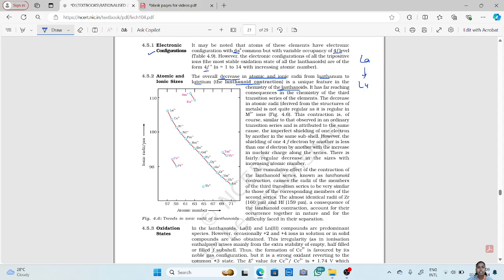Now, it has far-reaching consequences in the chemistry of the third transition series of the elements. I hope I have explained lanthanide contraction while explaining the 3d series or the transition metal elements, that this concept was there. Now, the decrease in the atomic radii, that is derived from the structure of metals, is not quite regular as it is regular in M3+ ions. So here the decrease in atomic radii is not regular, as you can see when there are M3+ ions.